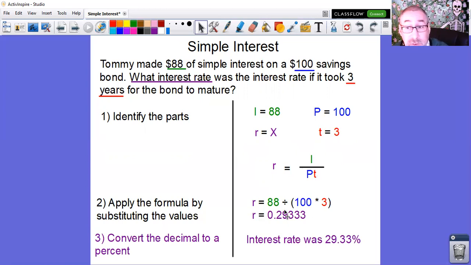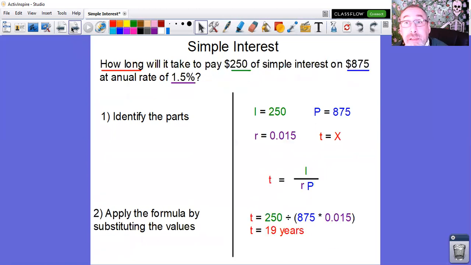We substitute our values, 88 divided by 100 times 3, and we end up with 0.29, and then the 3 just keeps on repeating. So we're just going to leave it at that. Now, this is a decimal. Interest rate is a percentage. So to get it to a percentage per 100, we're going to multiply by 100, or simply move the decimal 2 places to the right. So 1, 2, and that will give us our 29.33% interest rate. Really good interest rate. I would buy a bunch of those savings bonds.